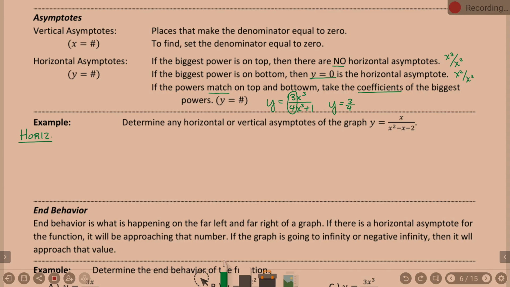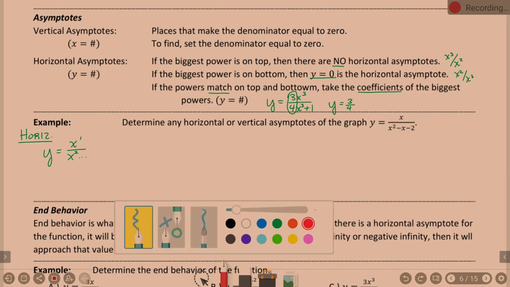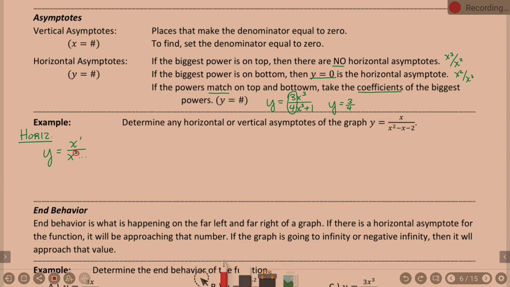Horizontal asymptotes say look at the powers. When we look at these powers, what's the biggest power on top? Well, the only power on top is x to the first, right? What's the biggest power on bottom? X squared, x to the second. The rest of that doesn't matter. I just care about my biggest powers. Where is the bigger power? On bottom. So that means my horizontal asymptote is y equals 0.